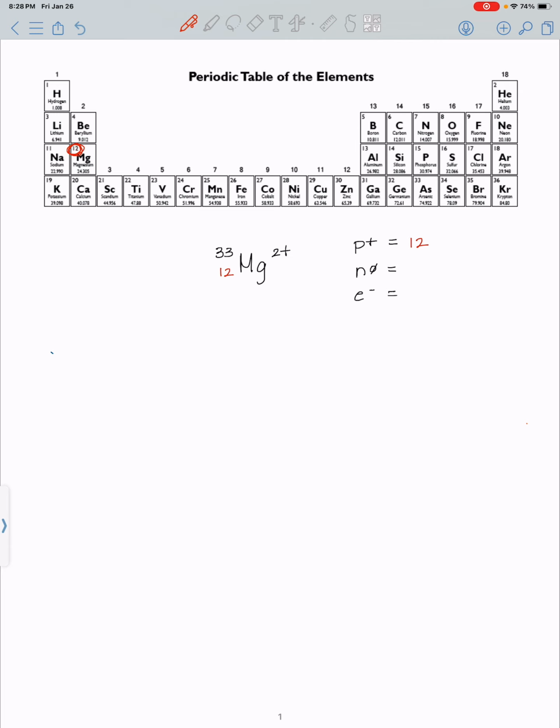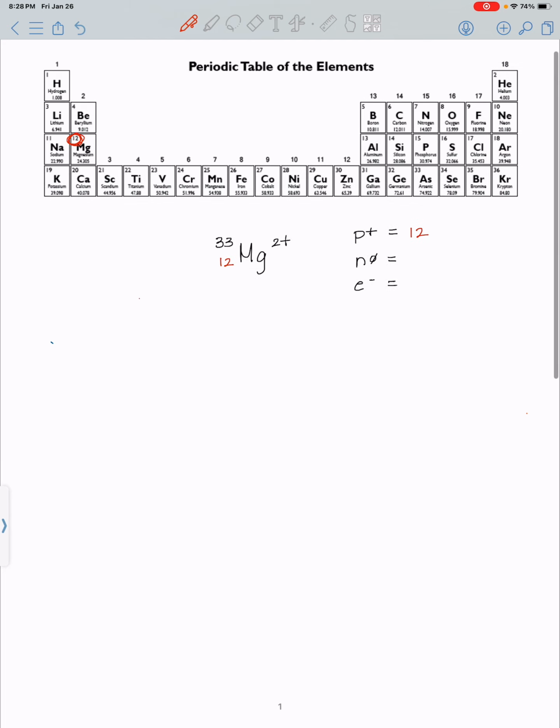Okay, now let's figure out how many neutrons we have. We take our mass number and take away the number of protons, because this is protons plus neutrons, and we find that we have 21 neutrons. Before, we had an electrically neutral element, so we didn't have to figure out the number of electrons. We just said the number of protons was equal to the number of electrons. But now we do. Now we have a charge.